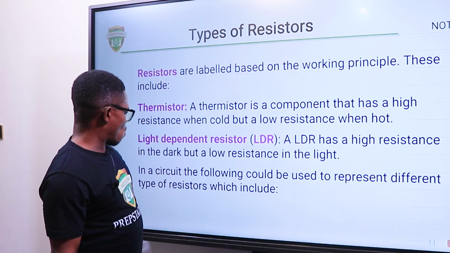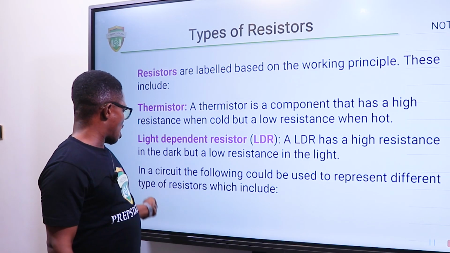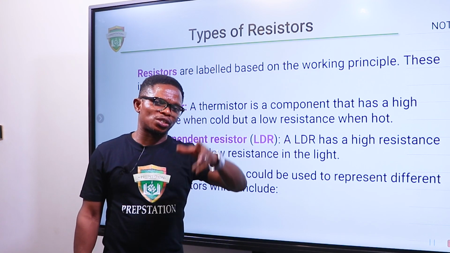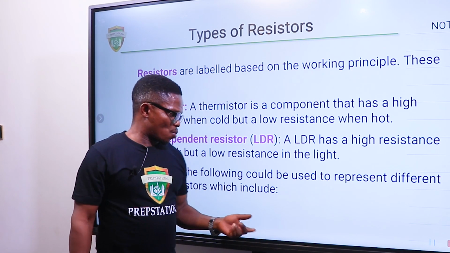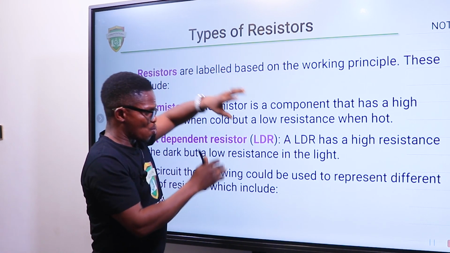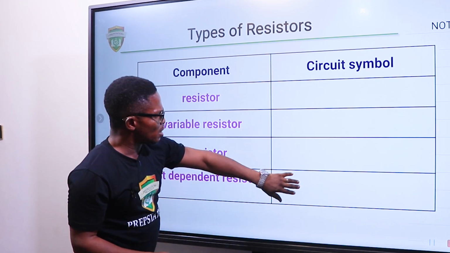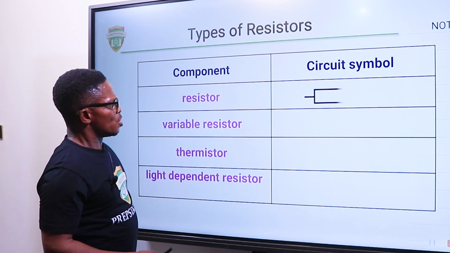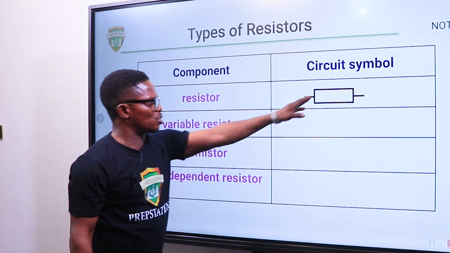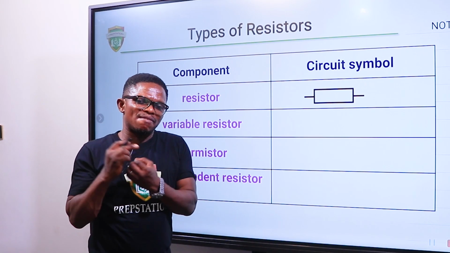Okay, let's move forward. Now, in a circuit, the following could be used to represent different types of resistor, which include... Now, what I'm about to show you is not a full circuit diagram, it's just for resistors, okay? Because I'm dealing specifically with resistance, potential difference, and current. So here we have the resistor. Normally, the symbol for a resistor, you can either use a zigzag sign, or a rectangular box this way, okay? And then the variable resistor. A variable resistor simply means you can vary the value, okay?